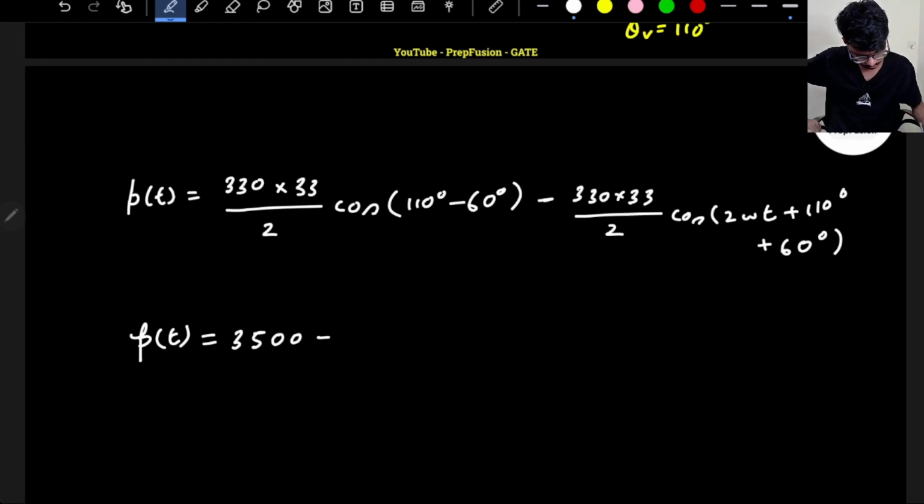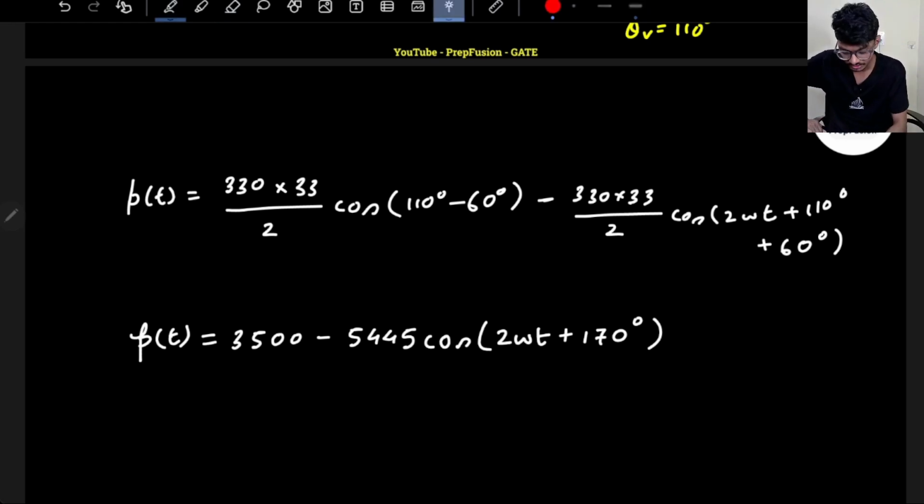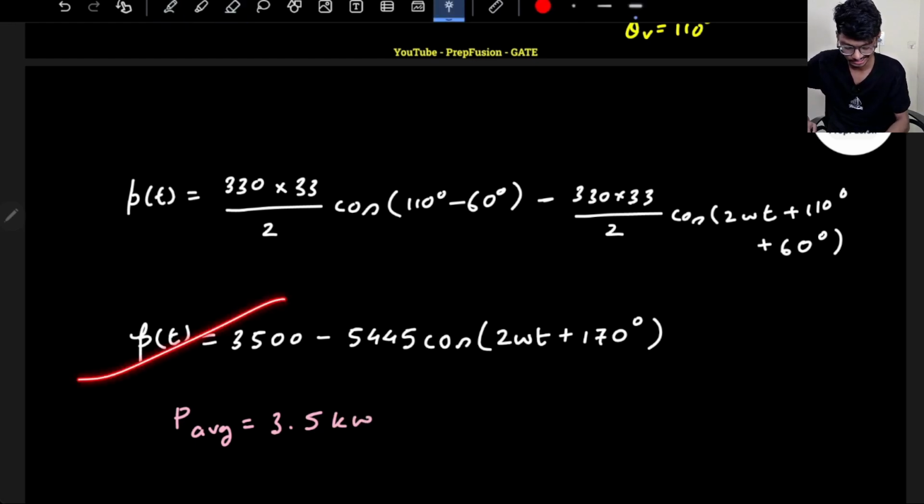So this will be 330 into 33 divided by 2, which is 5445, cos of 2 omega t plus 170 degrees. So what is the active power? Active power is this average value. If you take the simple average, it will come out to be 3.5 kilowatts. So P average will be equal to 3.5 kilowatts, and this is the answer to my question: the instantaneous power and the average value of the power.